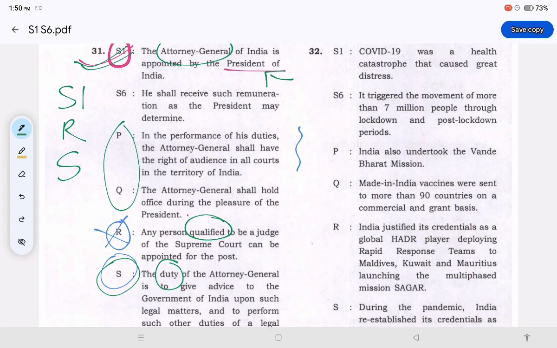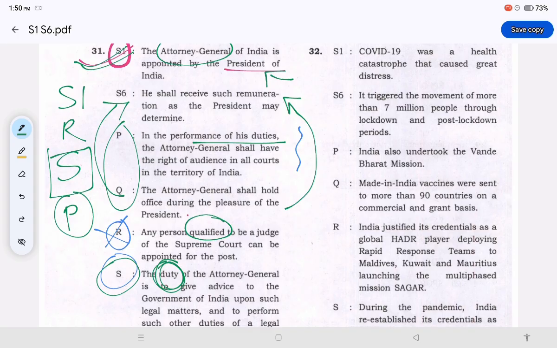In the performance of his duties. See, we are talking about duty in S6. That means it's very sure that right after S6, P is supposed to come because this is already elaborating his duties, right? And then you have to check if Q and S6 are correlated. The Attorney General shall hold office during the pleasure of the President. He shall receive such remuneration as the President may determine. Oh, we already discussed this before. I rubbed it, that's why I forgot. We already discussed, so Q and S6 should be together.